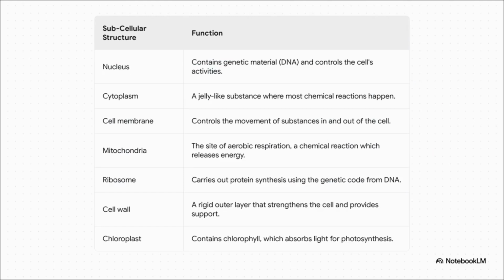Now, inside every single one of these cells is a whole world of tiny machinery. You've got the nucleus, which is basically the control center, holding all the genetic blueprints. Then there's the cytoplasm, which is like the factory floor where all the chemical work gets done. And you absolutely cannot forget the mitochondria. These are the power plants, constantly generating energy to keep the whole operation running.